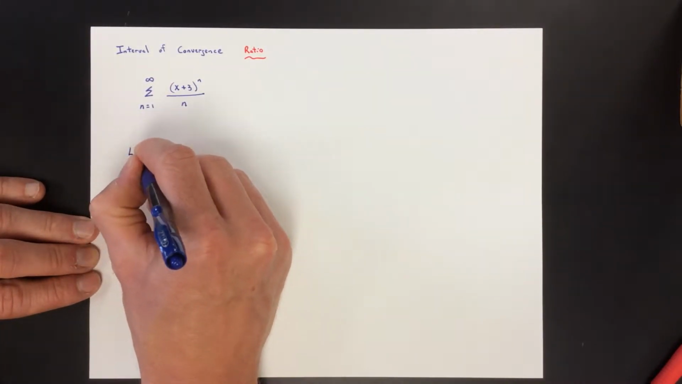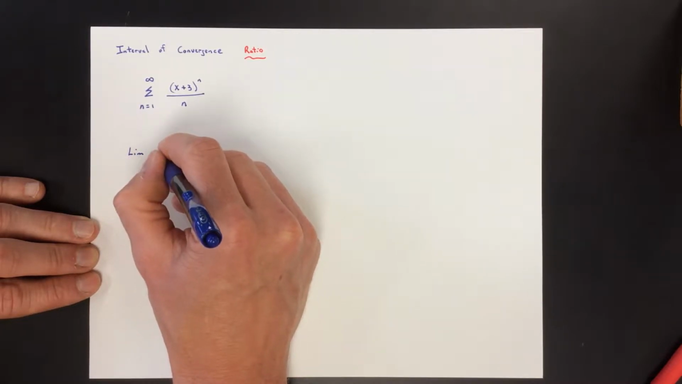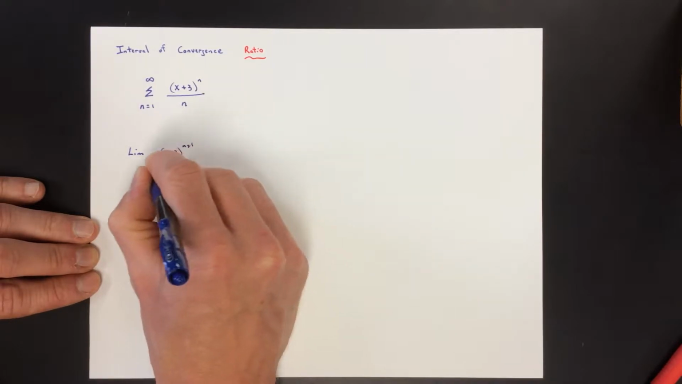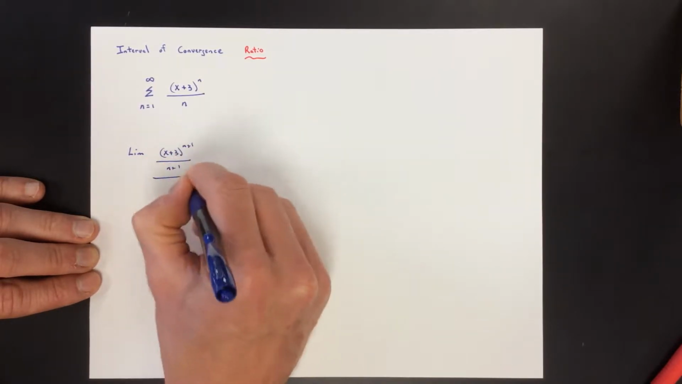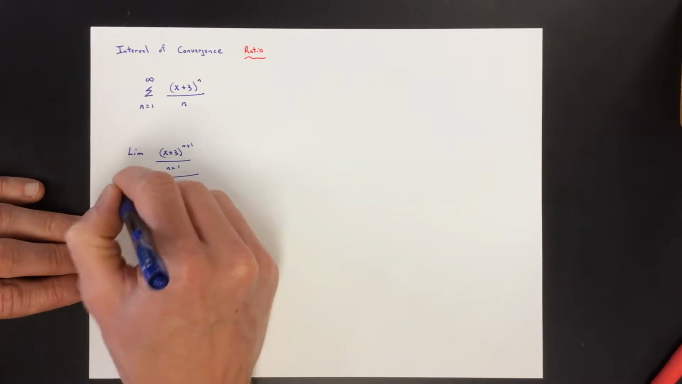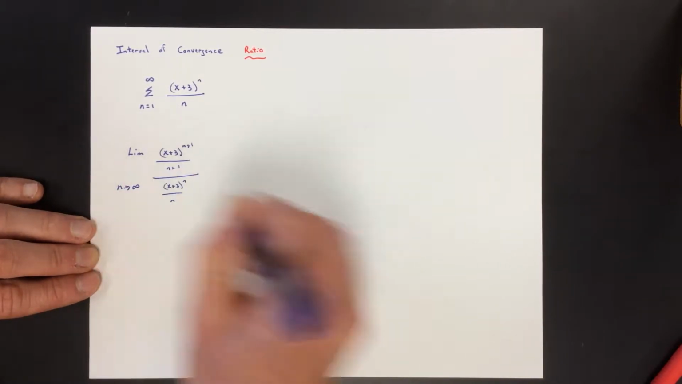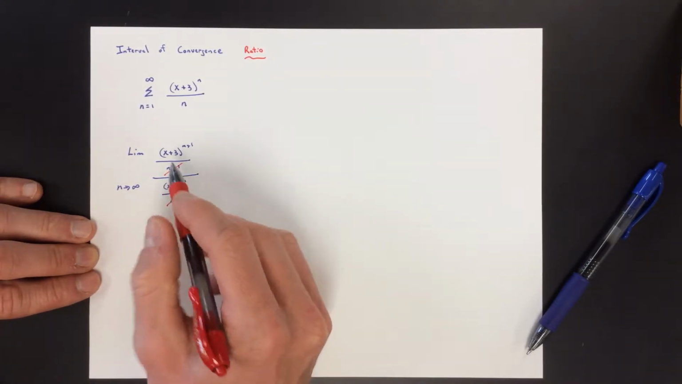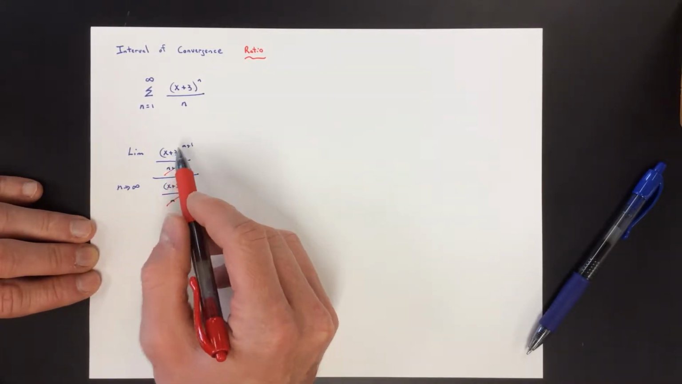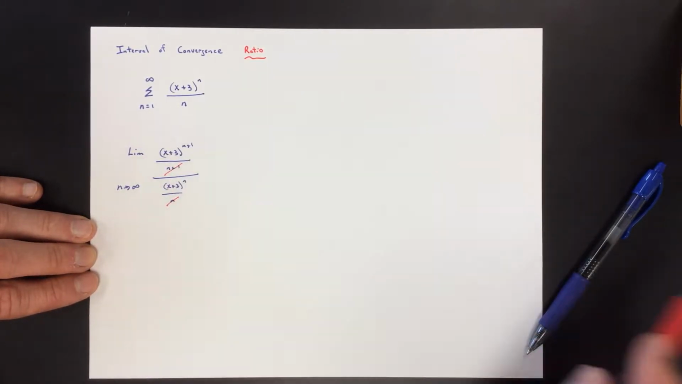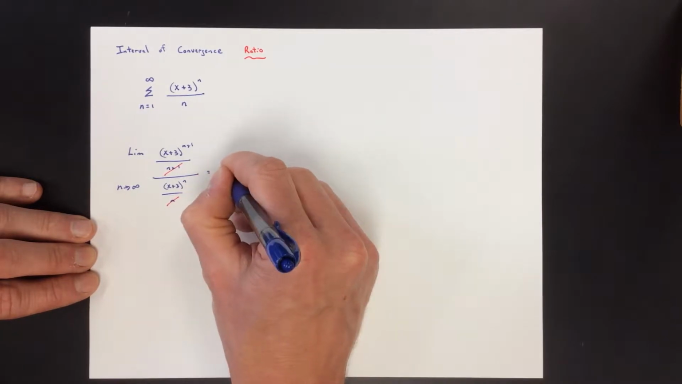The ratio test says we want to look at the limit of a to the n plus 1 over a to the n as n goes to infinity. Okay, L'Hopital says that as n goes to infinity, n plus 1 and n are the same, and this has one extra factor of x plus 3. This is (x plus 3) to the n plus 1. This is (x plus 3) to the n. This has one more x plus 3.